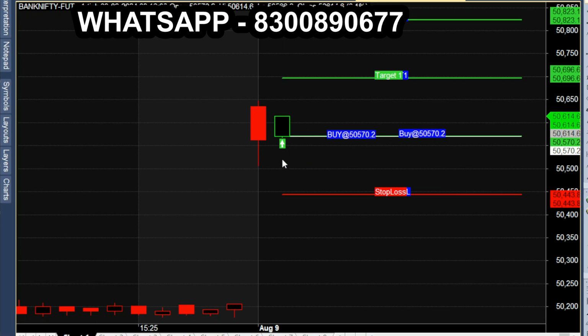And as you can see, you will get the entry point, target and stop loss. Through these entries, you can do manual trading, and auto trading is also possible.